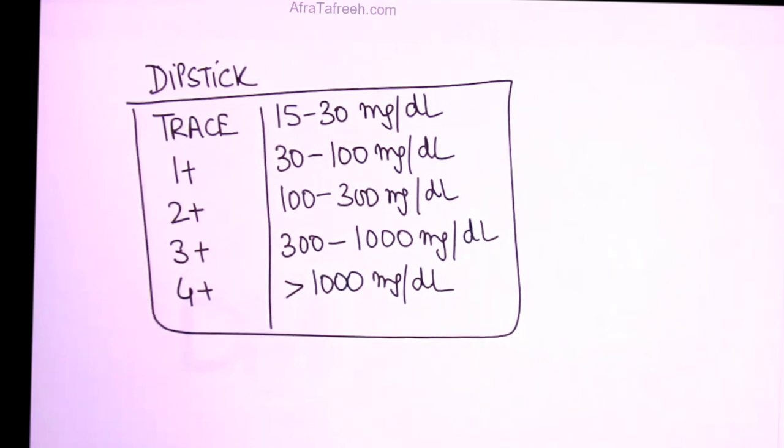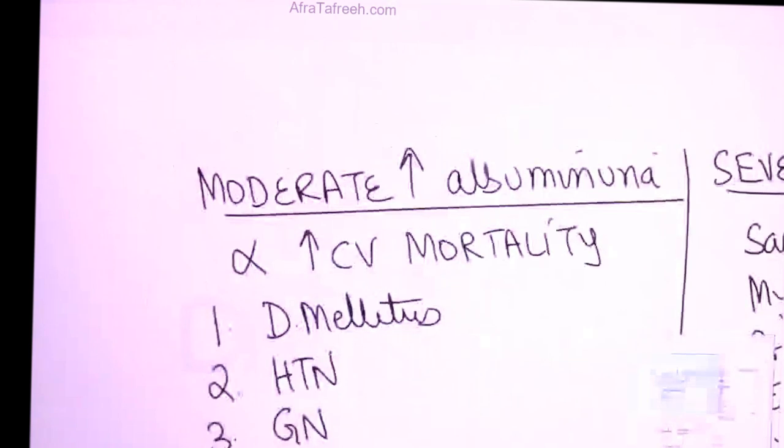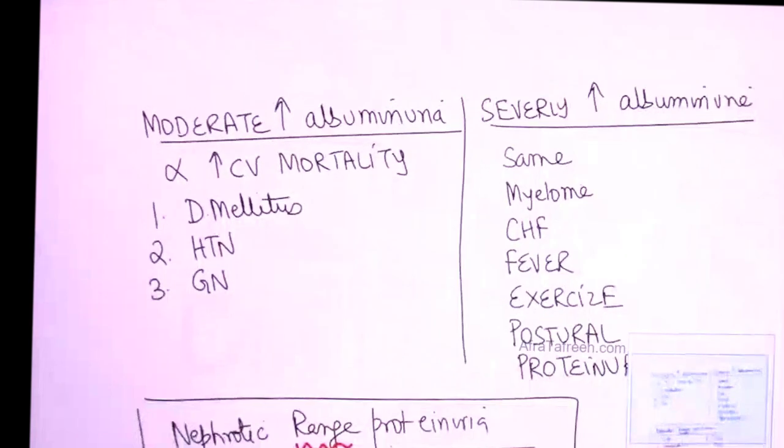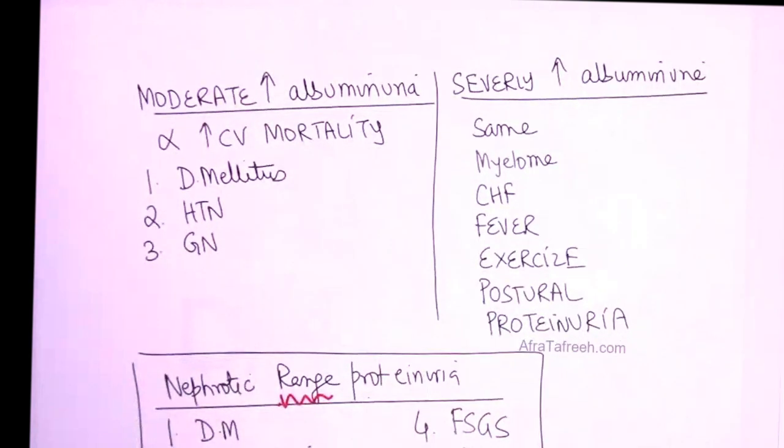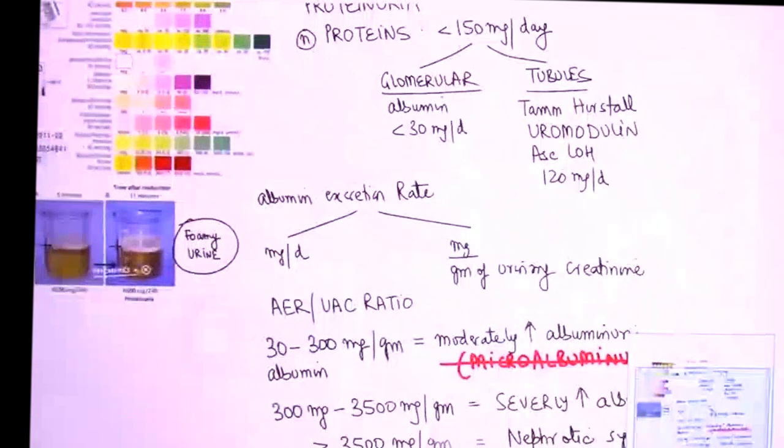But most of the questions that will come from now onwards will be related to the current terminologies. Moderately increased albuminuria, that would be 300 to 3500. Severely increased would be more than 3500, and yeah, obviously reaching up to nephrotic range proteinuria. But these are the terminologies that they are using, so that is why I have explained this to you.